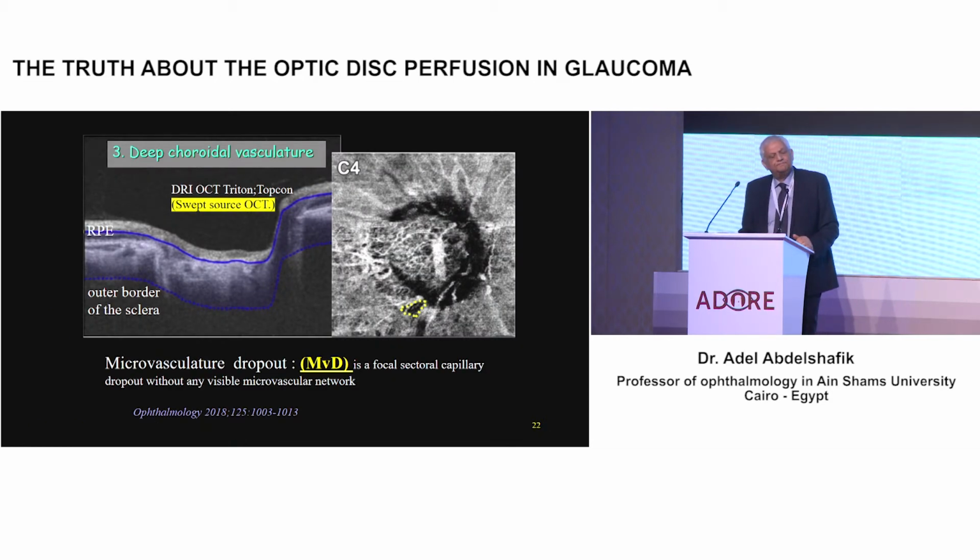The third part is the deep choroidal vasculature. If you have an OCT swept source, you can get OCT angio of the choroidal vessels. So in this picture to the right, you can see around the disc there is a small area dotted in yellow. In this area, you don't see the blood vessels. So this is known as the microvasculature dropout. It's a focal area with sectorial capillary dropout without any visible microvasculature.